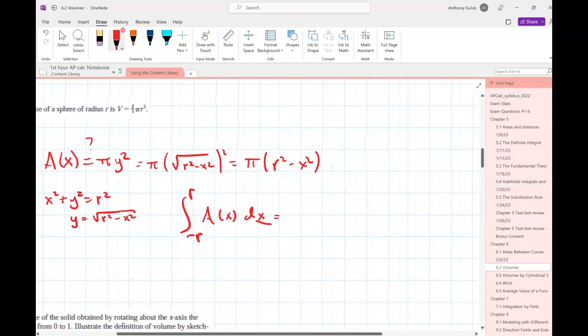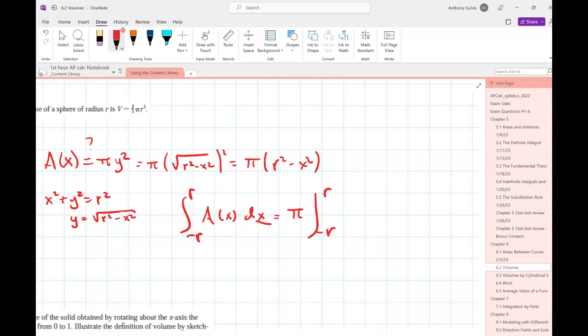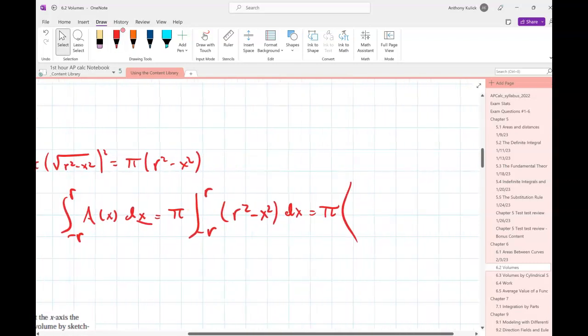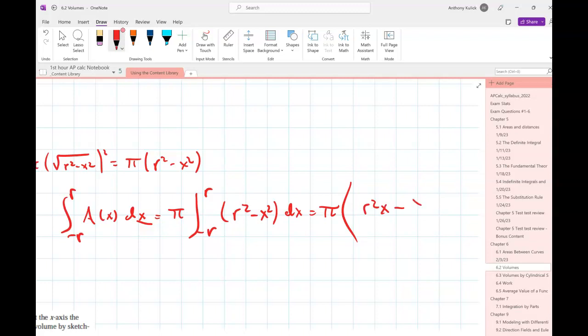Okay. So if I plug in now the value for my area function, pi times r squared minus x squared dx, what's the antiderivative of r squared with respect to x? R squared x. Yep. And then the antiderivative of x squared is x cubed over 3. And we're just going to evaluate from negative r to r.